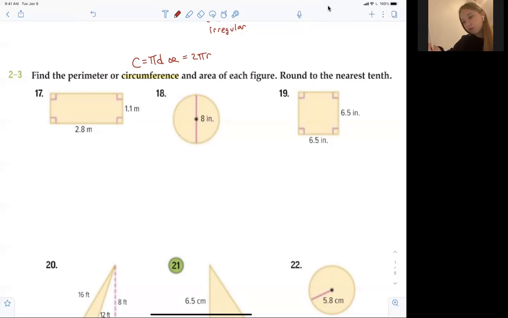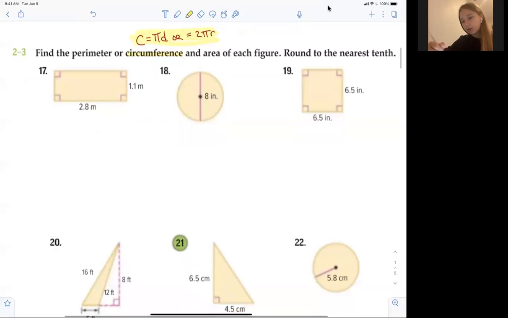You have to know all these formulas. I'm never going to put them on the test, so if you don't know them, make yourself a note and review them, because on the next test you're responsible for all of them.